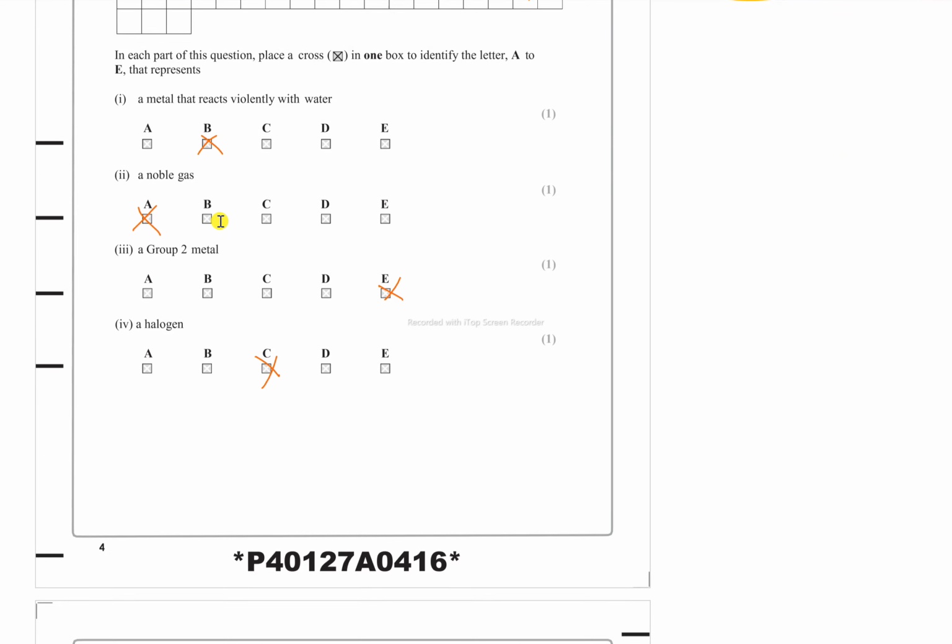Group 2 metal, so that's group 1 and that's group 2. So it's E, and a halogen is down here, which is C. Okay, there you go.